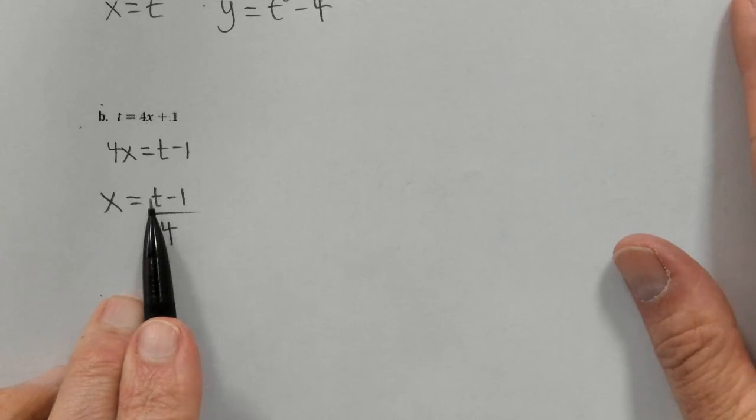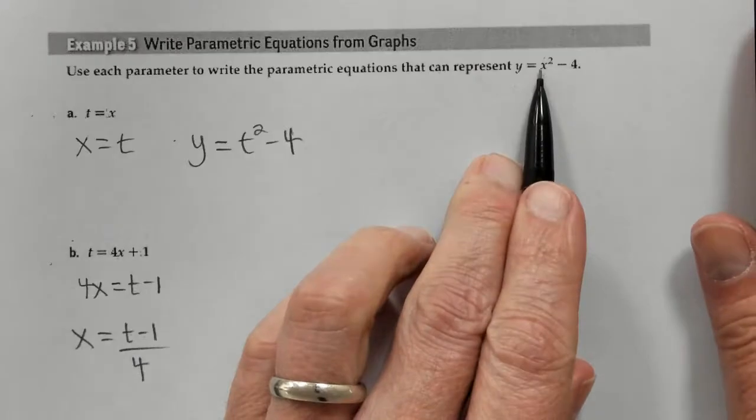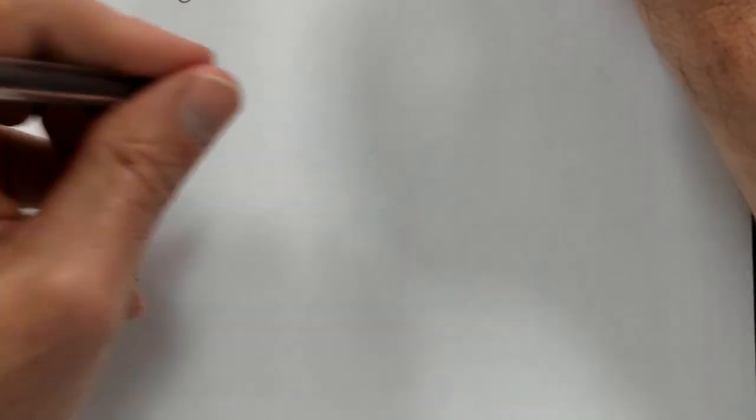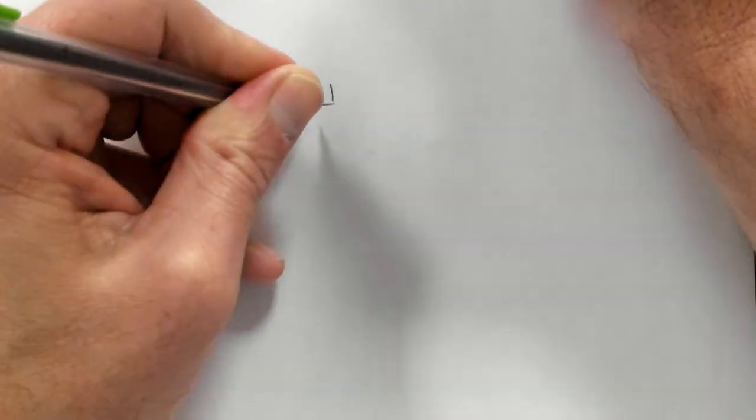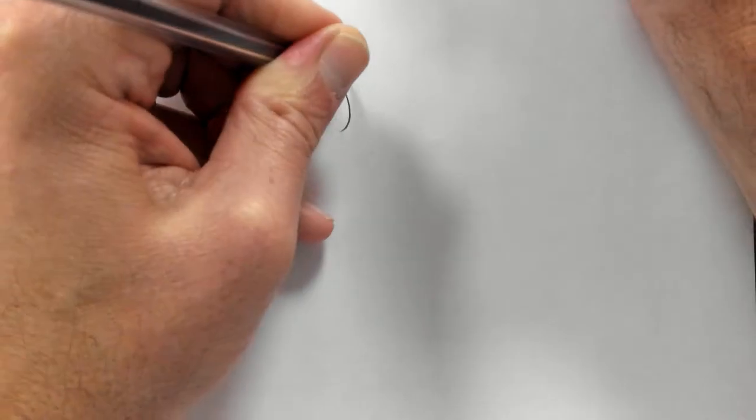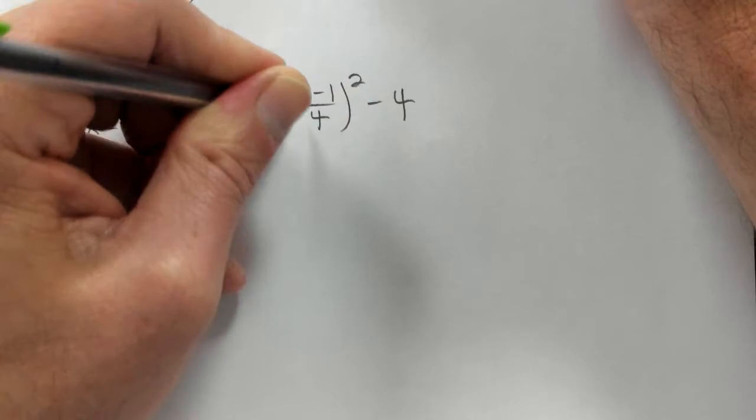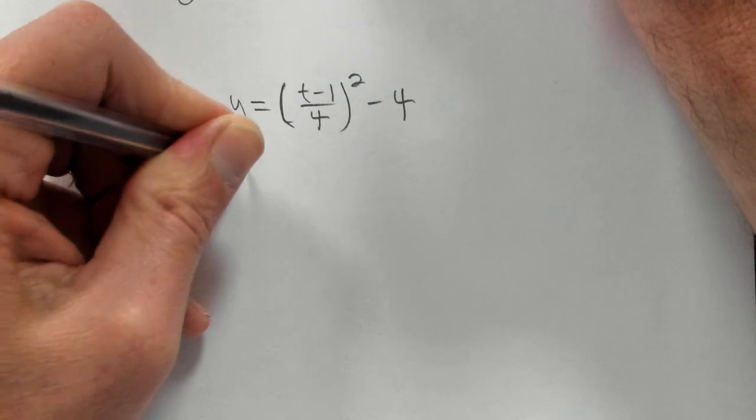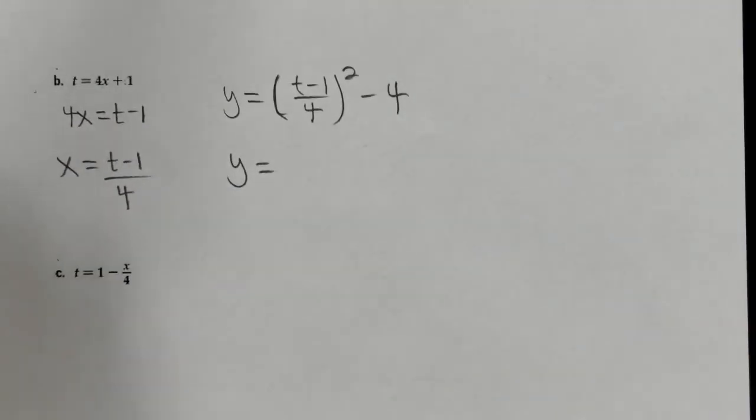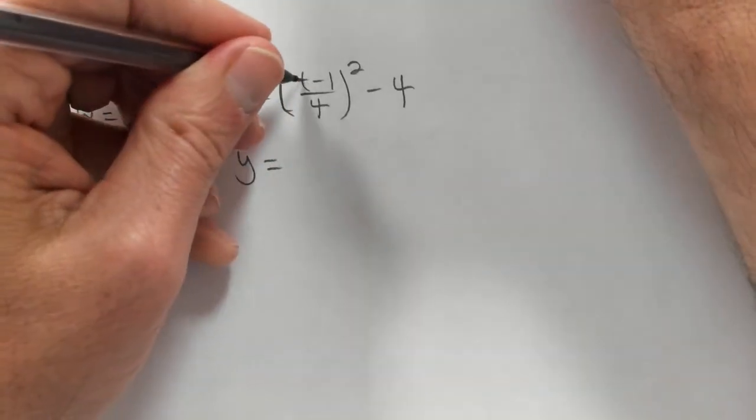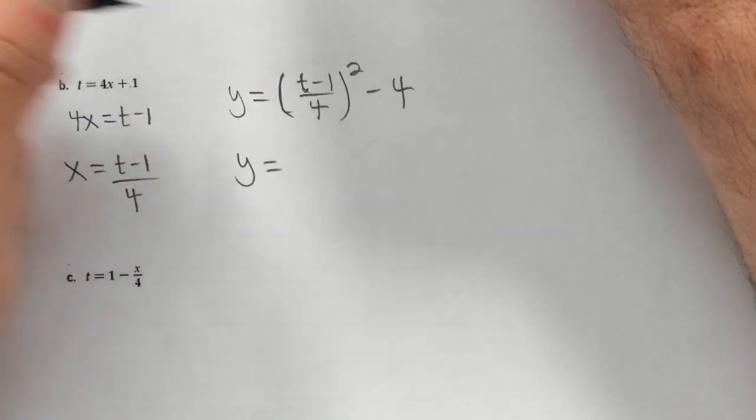I need to take (t minus 1) over 4 and shove it into x. So that becomes y equals, and that's going to be ((t minus 1) over 4) squared minus 4. All right. And so now I'm going to have to take this top part here and square it out. So I need (t minus 1) squared.